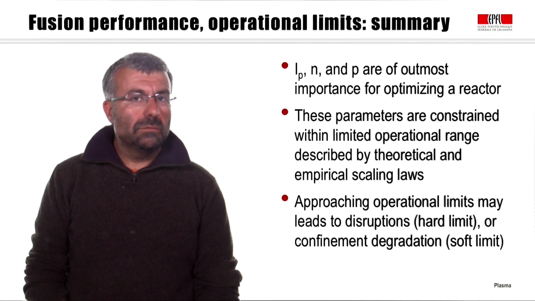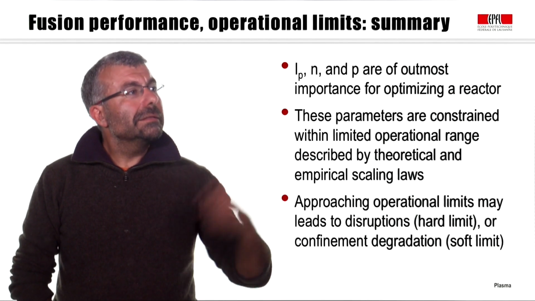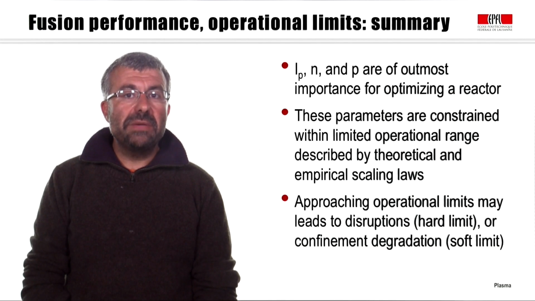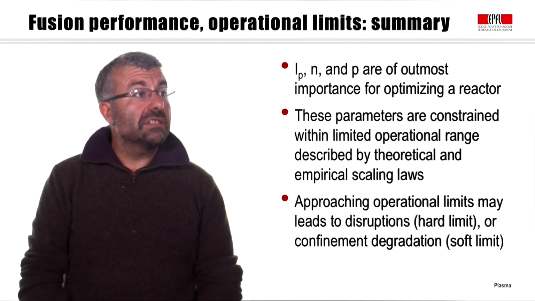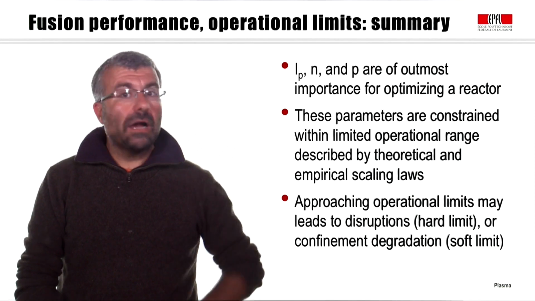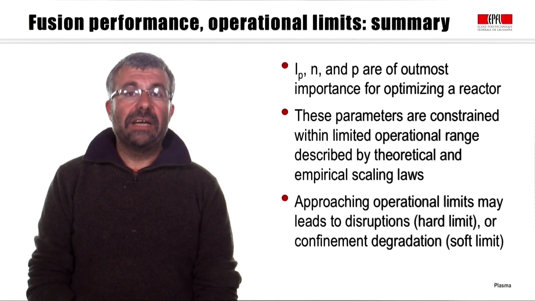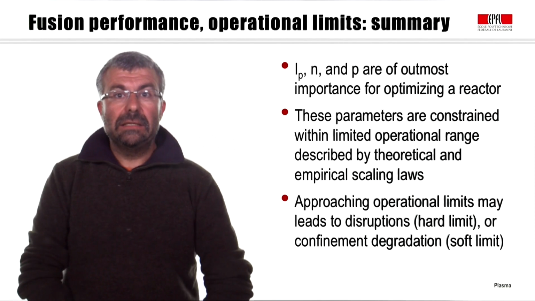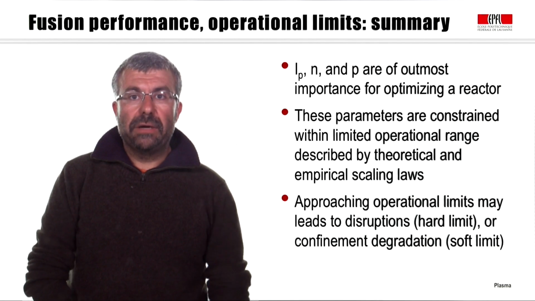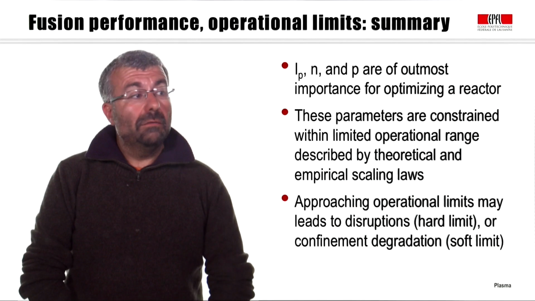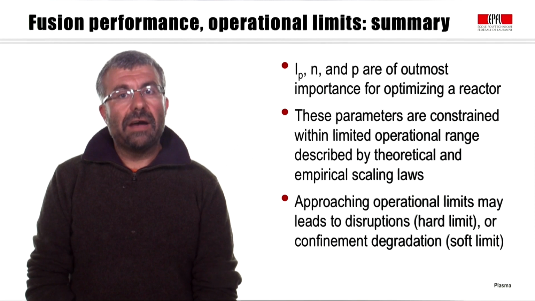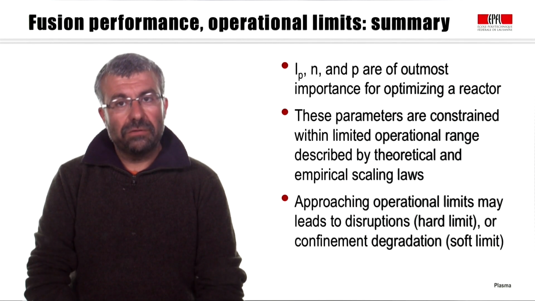We can now summarize what we have seen today. The plasma current IP, plasma density N, and plasma pressure P are of utmost importance for optimizing a fusion reactor. These parameters are constrained within a limited operational range, which is described by theoretical and empirical scaling laws. If we approach these operational limits and when we exceed them, well, this may lead to disruption, which is a hard limit, or to confinement degradation, which would be a soft limit.